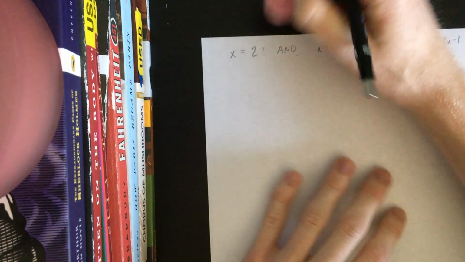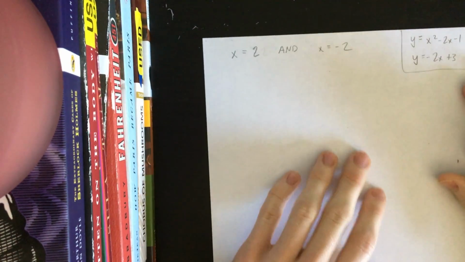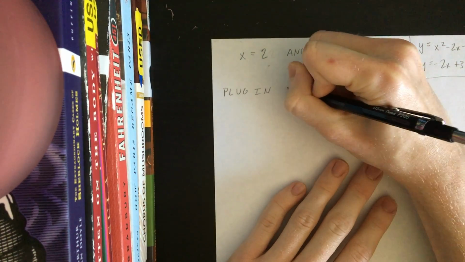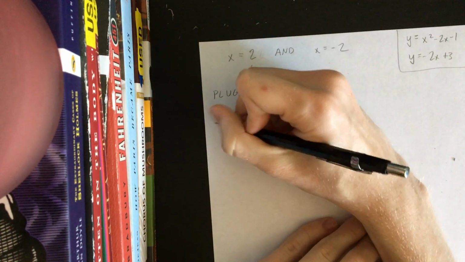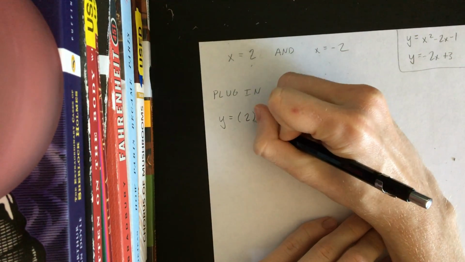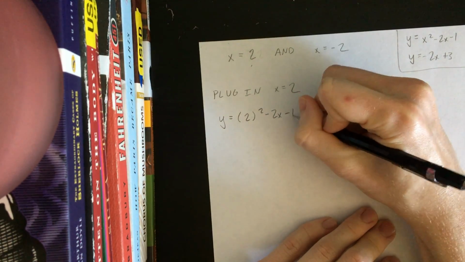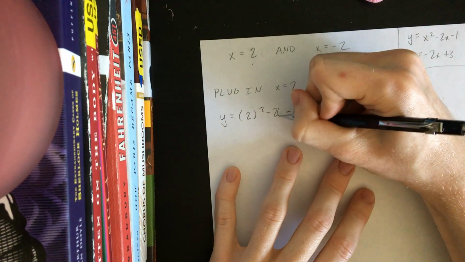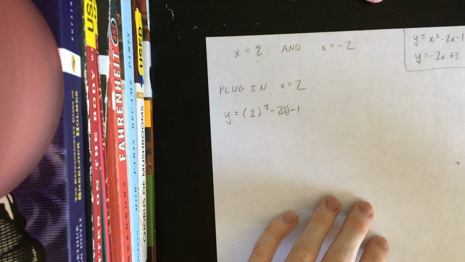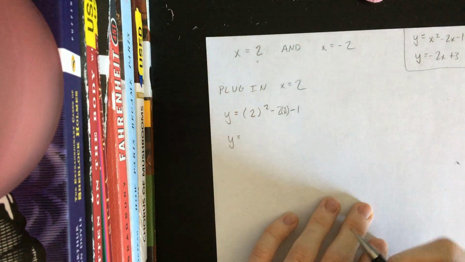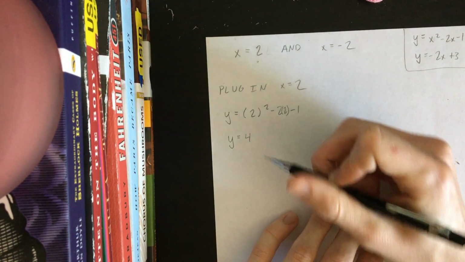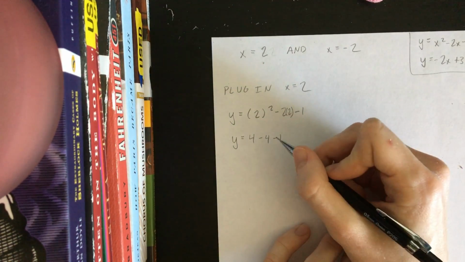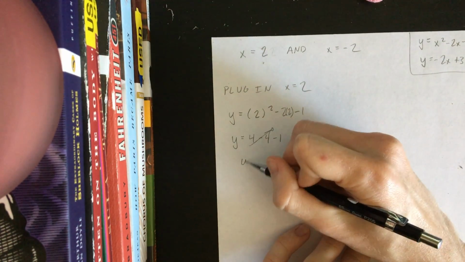The very first thing I'm going to do is plug in x equals 2 into our equation. I'm going to use the first equation, y equals, plugging in 2 everywhere I see x: 2 squared minus 2 times 2 minus 1. Now I'm going to solve for y. So 2 squared is 4, minus 2 times 2 is 4, minus 1. So 4 minus 4 goes to 0, so y equals negative 1.